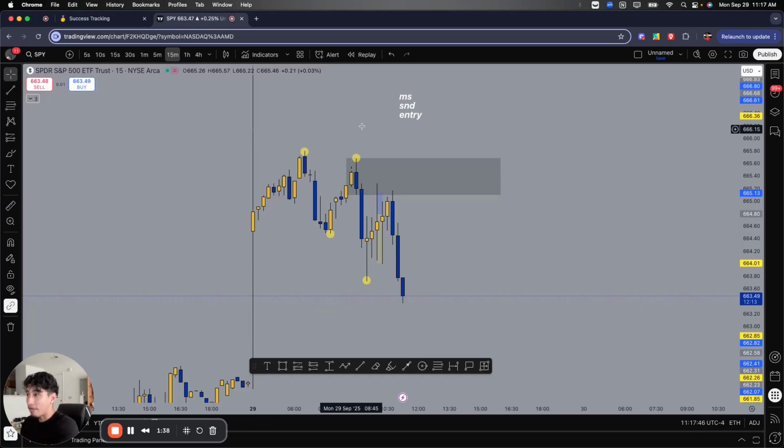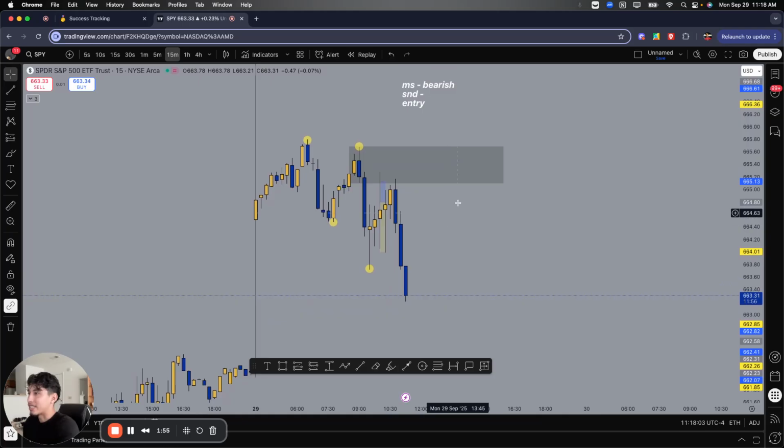So after I identify what structure we're in, in this case we're bearish, so we'll put bearish. And the next thing I want to do is look for a valid supply or demand zone. But in this case, since the market is bearish, I'm looking for a supply zone. So that's exactly what I did.